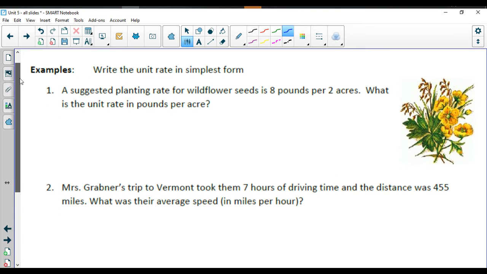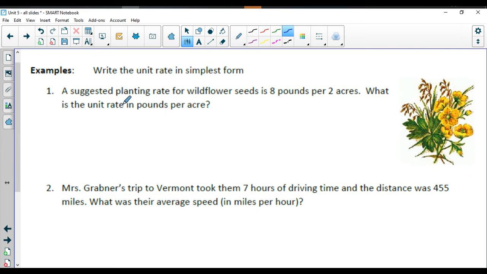On page number 4, we're going to start with a couple unit rates. A suggested planting rate for wildflower seeds is 8 pounds per 2 acres. What is the unit rate in pounds per acre? This per is kind of like our divide sign. So it's telling us to do pounds divided by acres. We're going to write this as a fraction bar division sign. So we're going to do pounds on the top, or you can put LBS, and then per acre.